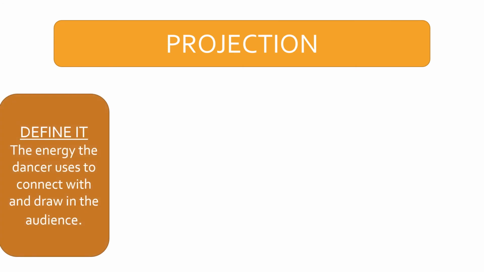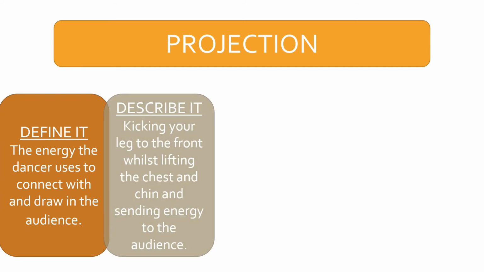So let's write this in the table. The first definition we've just mentioned, which is the energy the dancer uses to connect with and draw in the audience. My little description that we're going to imagine is kicking your leg to the front whilst lifting the chest and the chin and sending energy to the audience. Just one movement I've described there, but we can clearly see how that is going to show projection.